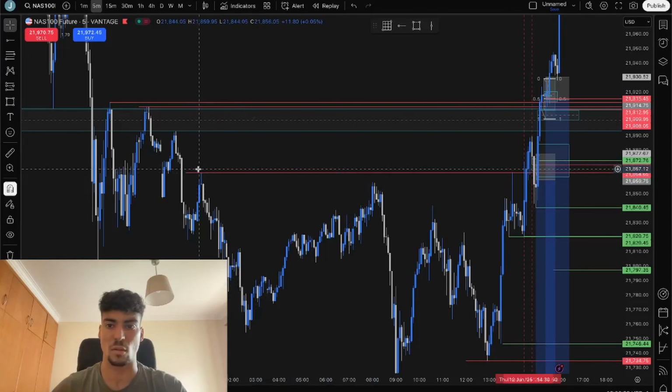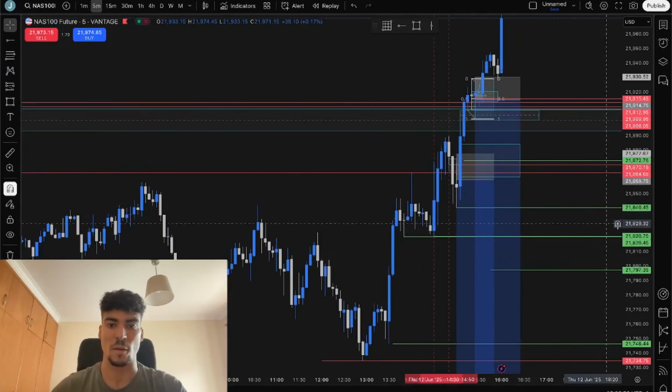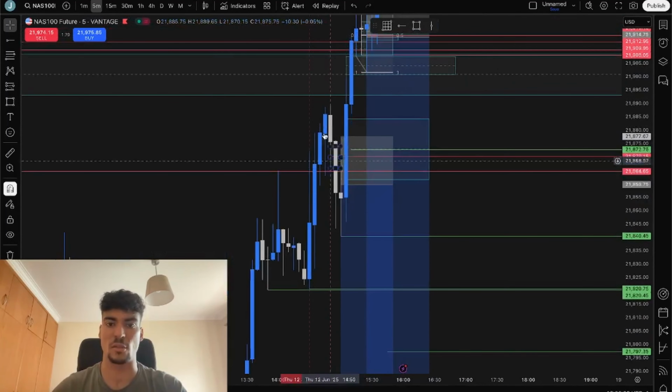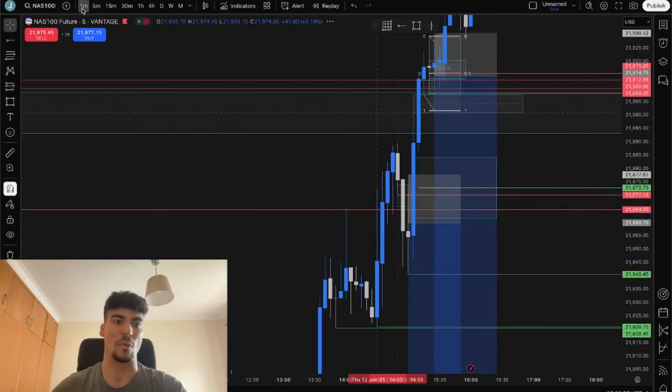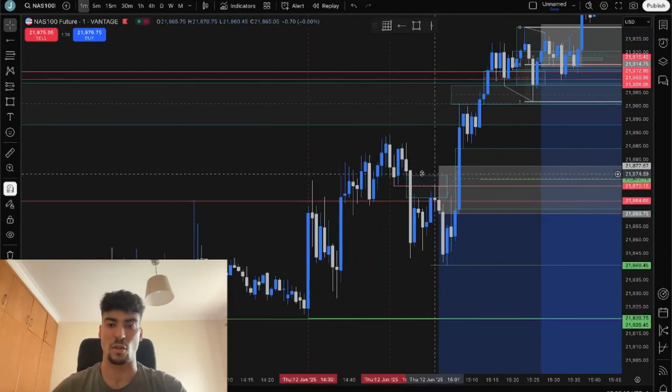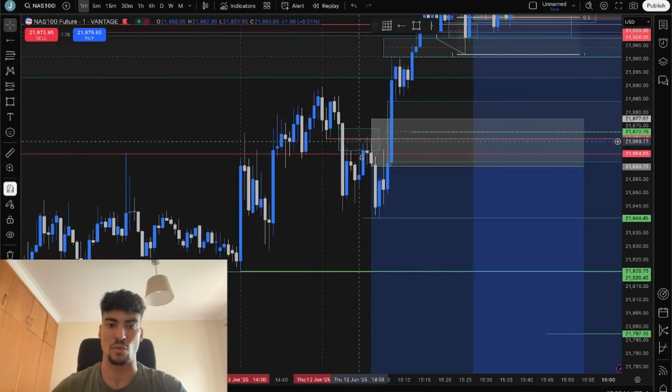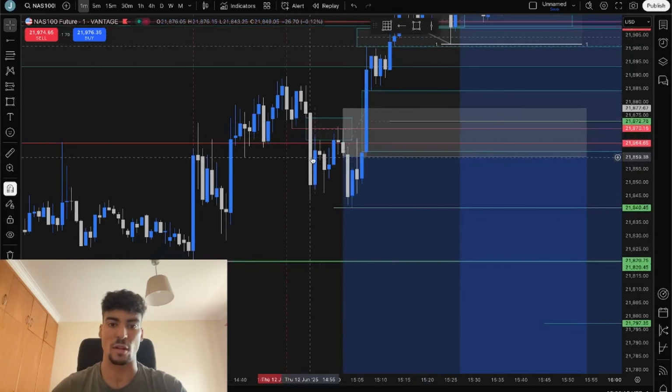Is it this one though? It is this one, yeah. Or this one, not sure. We sweep out the hourly highs, we go up. Then what I'm doing, I'm going to 1 minute, waiting for a confirmation confluence. So we get a break of structure right here. Then we have a continuation confluence. We have a retracement to the fair value gap, and then I enter.